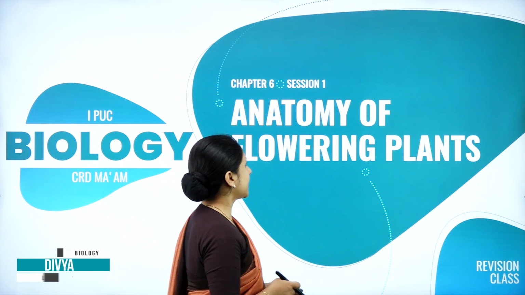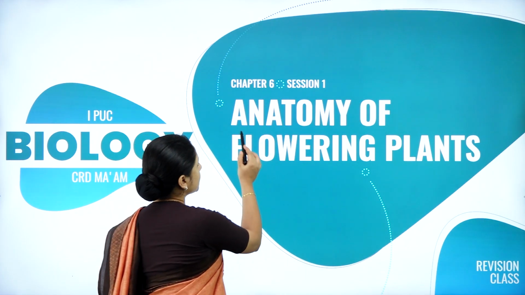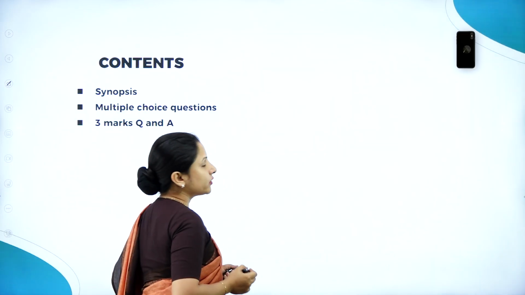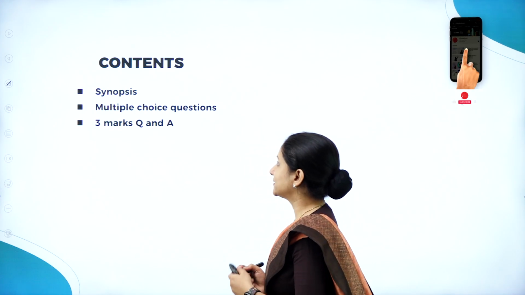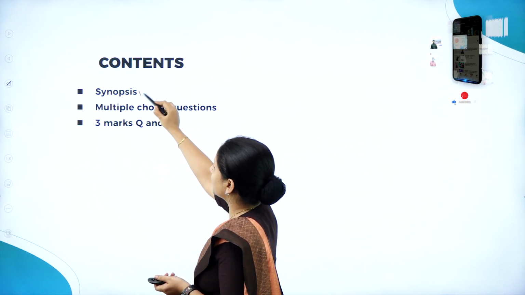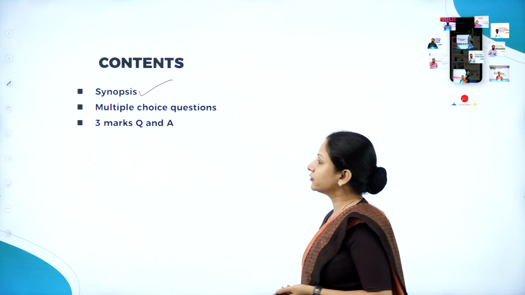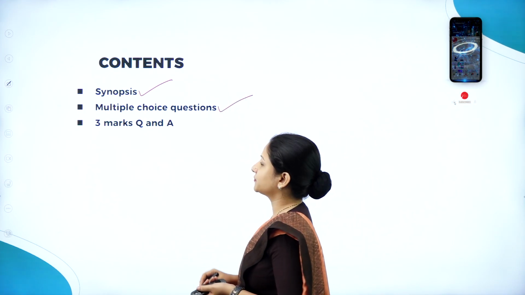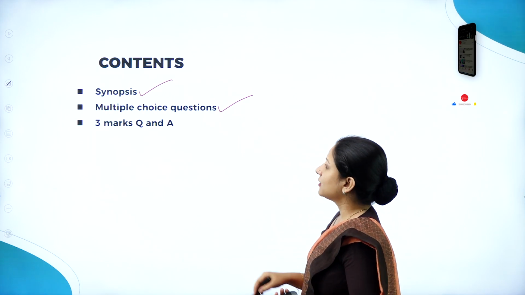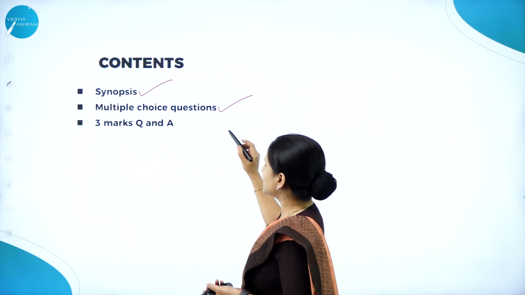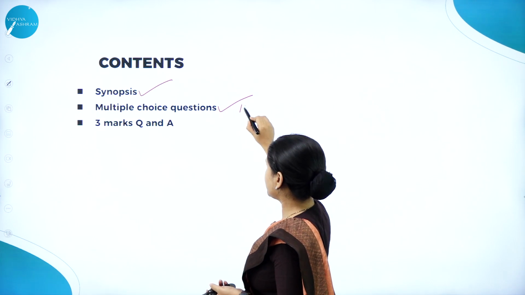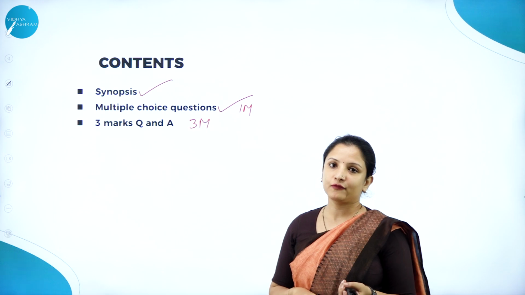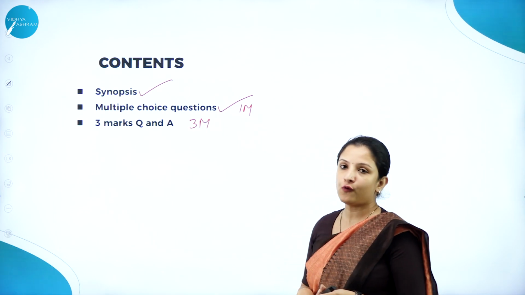So in this session, let us do revision on the chapter Anatomy of Flowering Plants, wherein we'll go with the following contents, that is synopsis. So what is there inside this chapter, we'll have a look into, and then we'll move on to learning some of the important MCQs, that is multiple choice questions, and 3-mark question and answer. From this chapter, one multiple choice question will be asked and one 3-mark question will be asked. Therefore, it carries a total weightage of 4 marks.